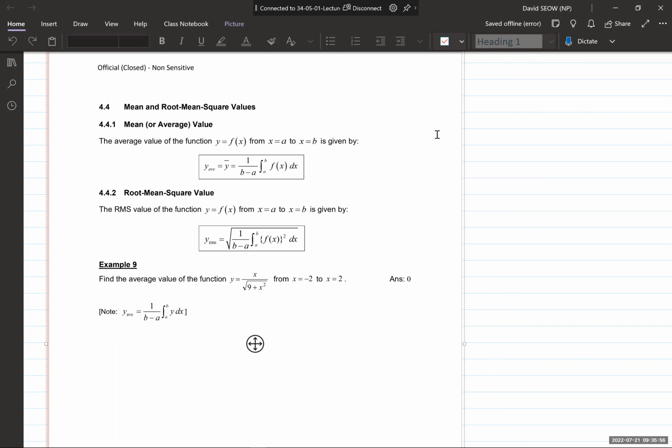So for today, I'll just touch on the last part of chapter 4, mean and root mean square. These are used in statistics, not just engineering but anywhere, in business and business statistics quite a lot. Other forms of studies: science, finance. When I say business, they include finance as well.